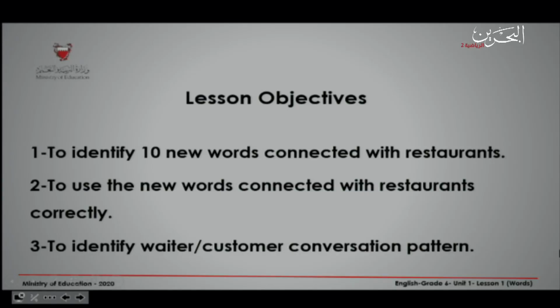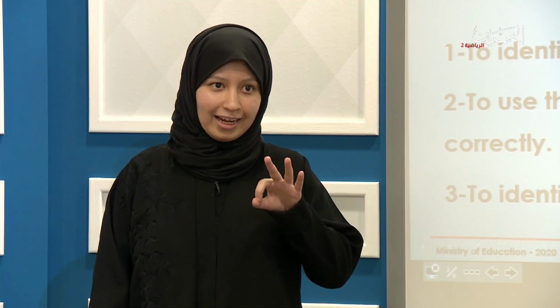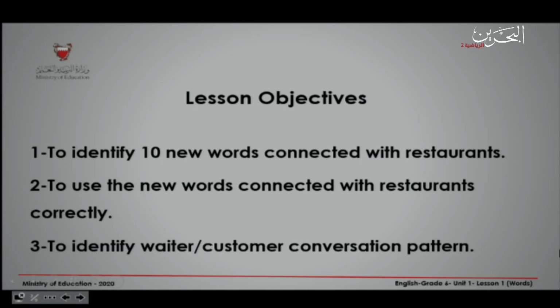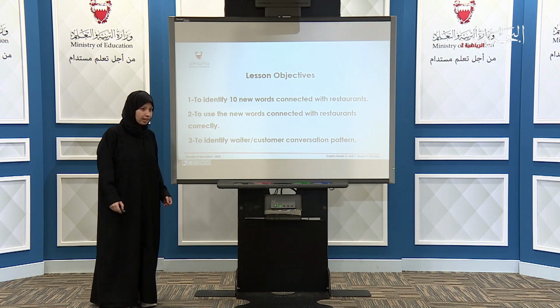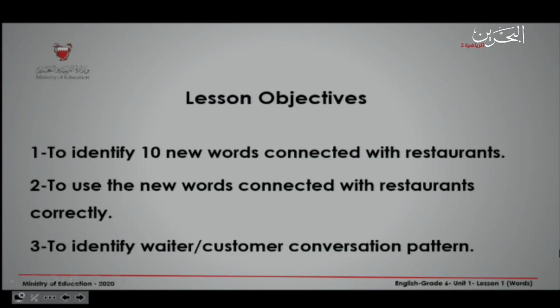We have got 3 objectives to tackle today, and they are to identify 10 new words connected with restaurants, to use the new words connected with restaurants correctly, and the third objective is to identify waiter-customer conversation pattern.